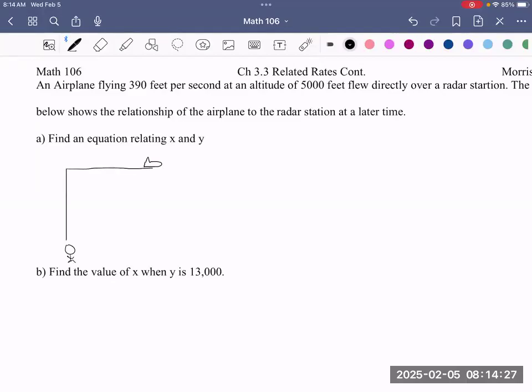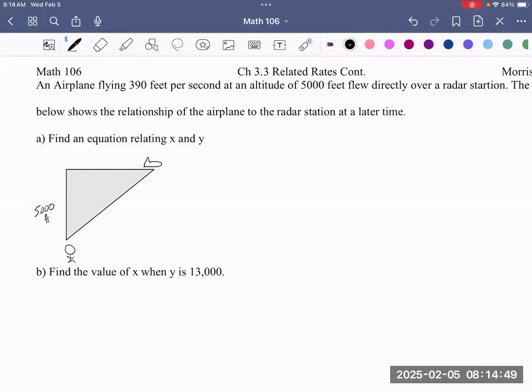This airplane, and we are pinging it over. So you have 5,000 feet in the air, I believe. Yep, 5,000 feet in the air. So this is your constant. This is your altitude. That's how your airplane is going to be flying.